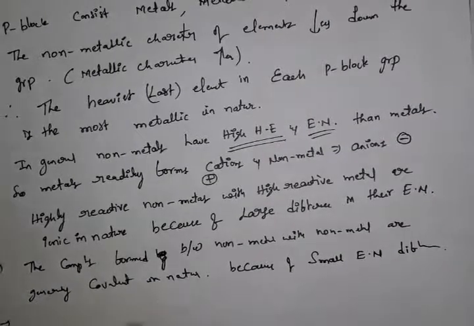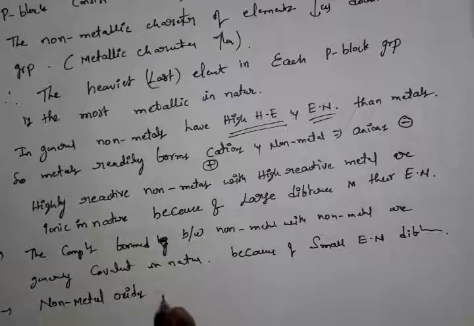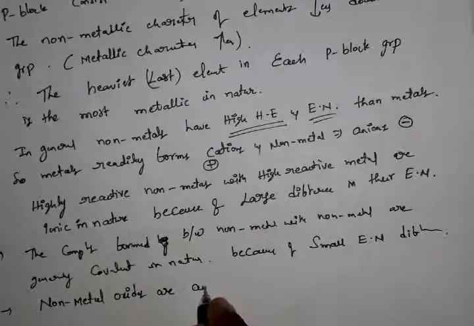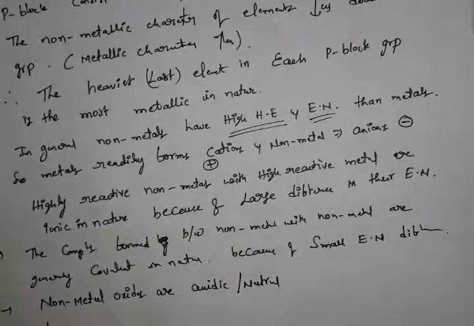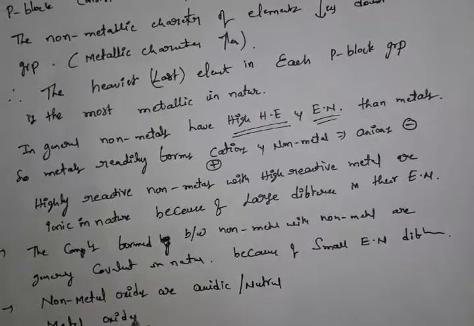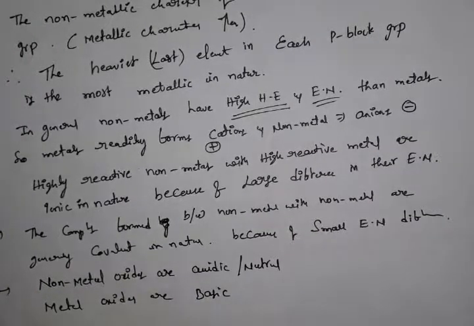Next, non-metal oxides are acidic or neutral, whereas metal oxides are basic.